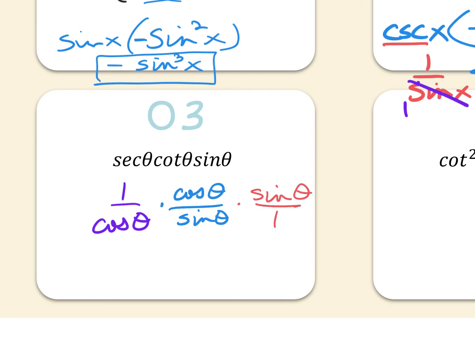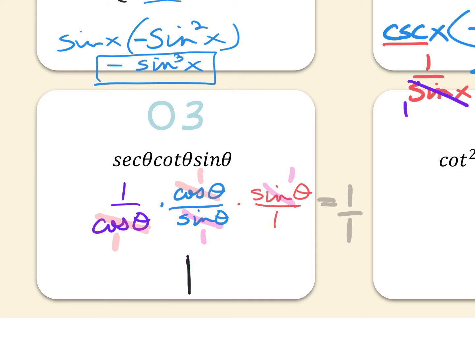Now I'm going to look for things to simplify diagonally. Notice here, the cosine thetas cancel. They become 1s. They don't disappear because cosine theta divided by cosine theta is 1. And then I can simplify the sine theta with the sine theta. So then this becomes a 1. So now I'm left with 1 over 1. So this final simplified answer is just 1.